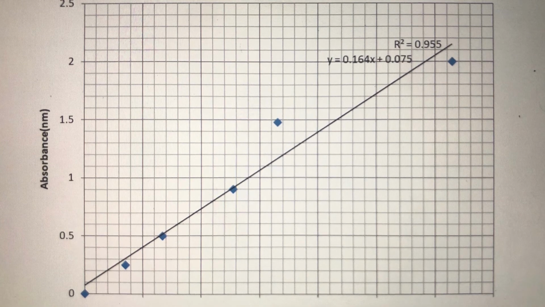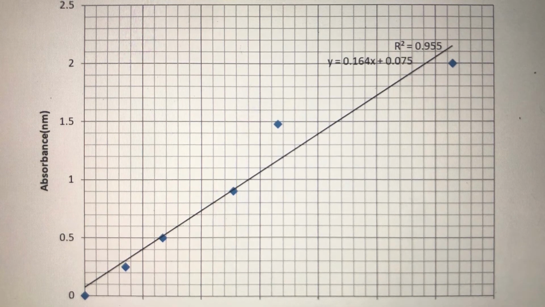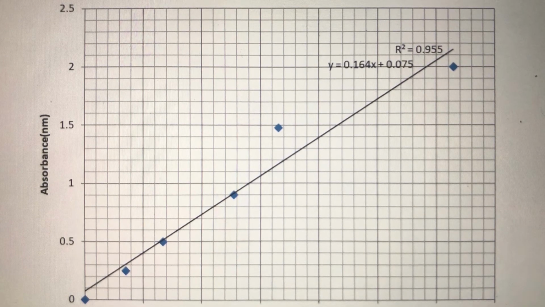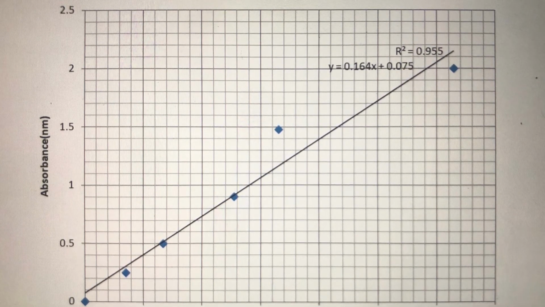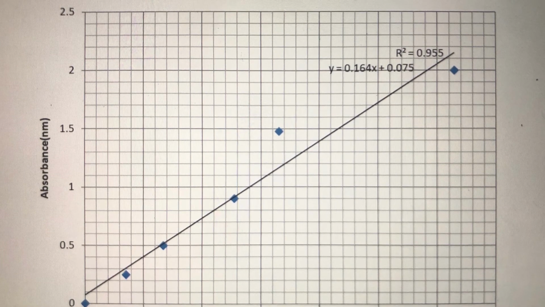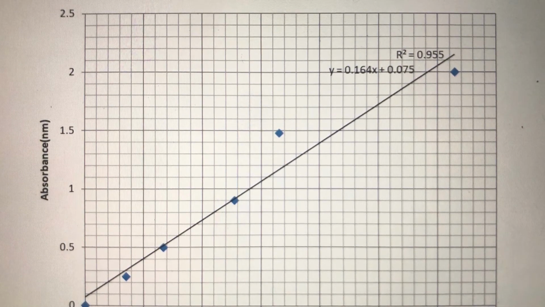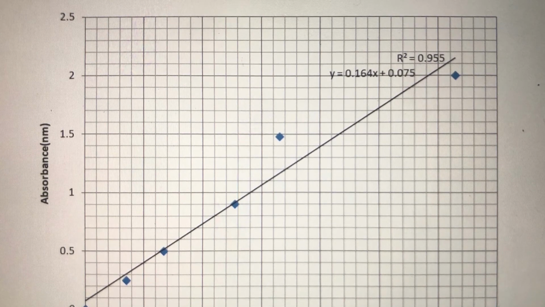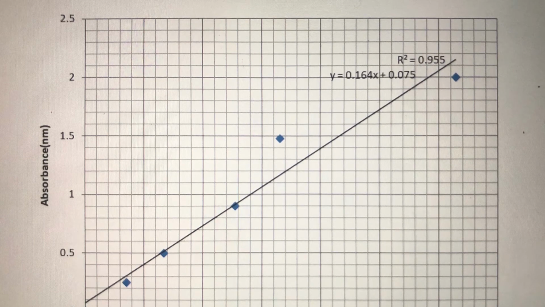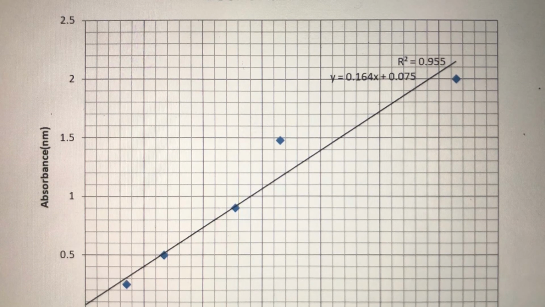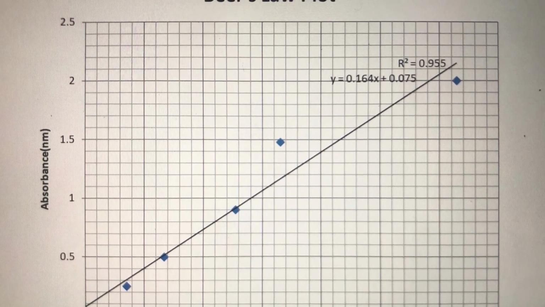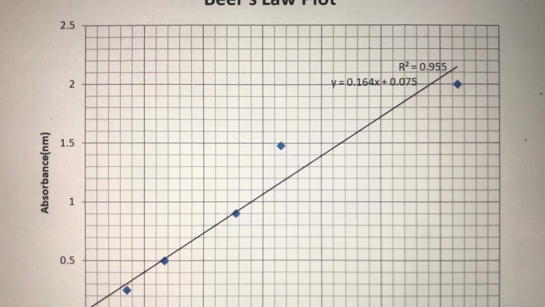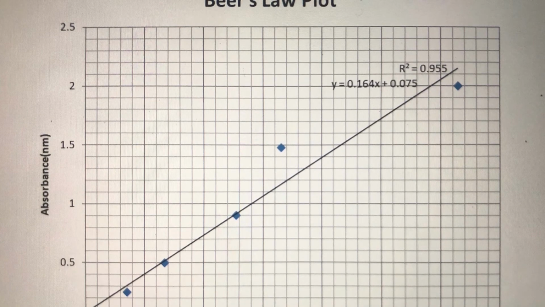After that, we start plotting the concentration on the x-axis and the absorbance on the y-axis, and that will give us the equation y equals 0.164x plus 0.075. Once we find the concentration, we will be able to plot the line. And we see here some points are off the line. This could be because the solutions have different absorbance, or it could be an error in measurement. And that should be all about finding the Beer's law plot.